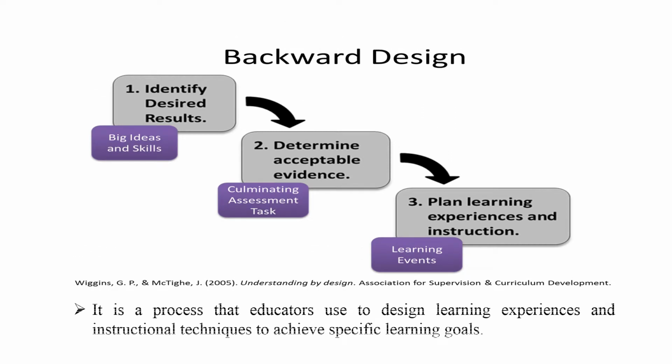Backward design involves 3 stages. The first stage is Identify desired results. The second stage is Determine acceptable evidence. The third stage is Plan learning experiences and instruction. It is a process that educators use to design learning experiences and instructional techniques to achieve specific learning goals.